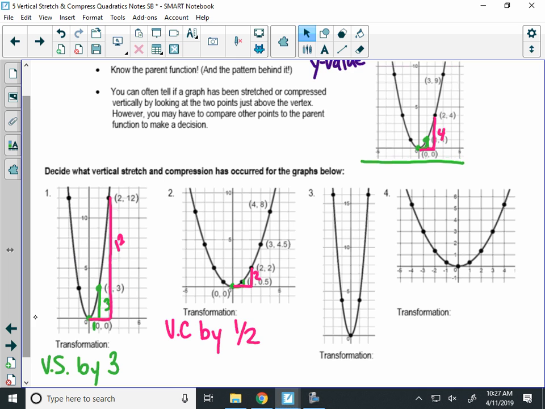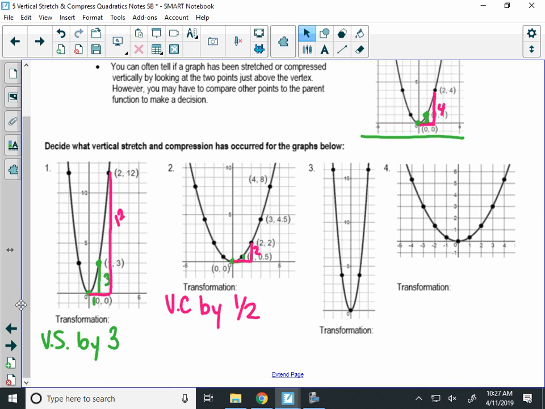All right, the next one, I did not label the ordered pairs for you, so we need to figure this out on our own. So I would start with the vertex, and then the first point to the right. This one you went out 1, up 1, 2, 3, 4. So instead of out 1, up 1, I went out 1, up 4, which means I have a vertical stretch by 4.